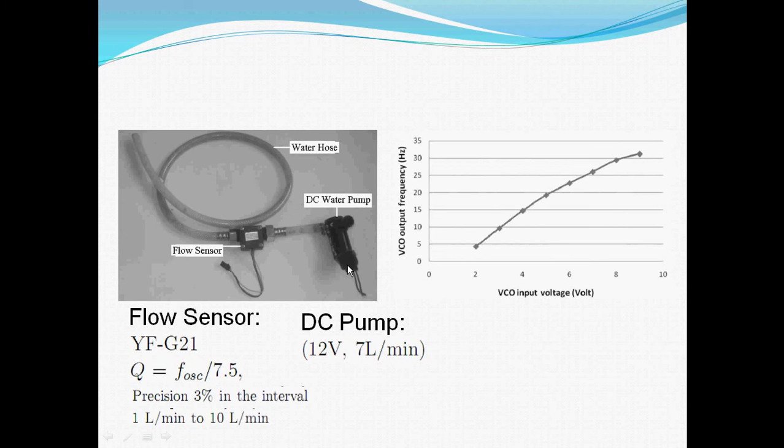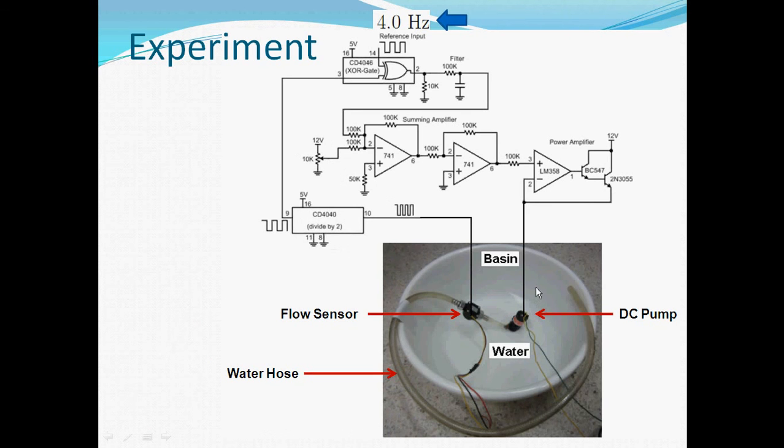Here, the VCO is implemented by the combination of the DC pump and flow sensor, as illustrated in the left picture. The relationship between the voltage at the input of the VCO and the frequency of its output signal is represented by a curve as shown in the right picture. Note that the frequency is proportional to the input voltage.